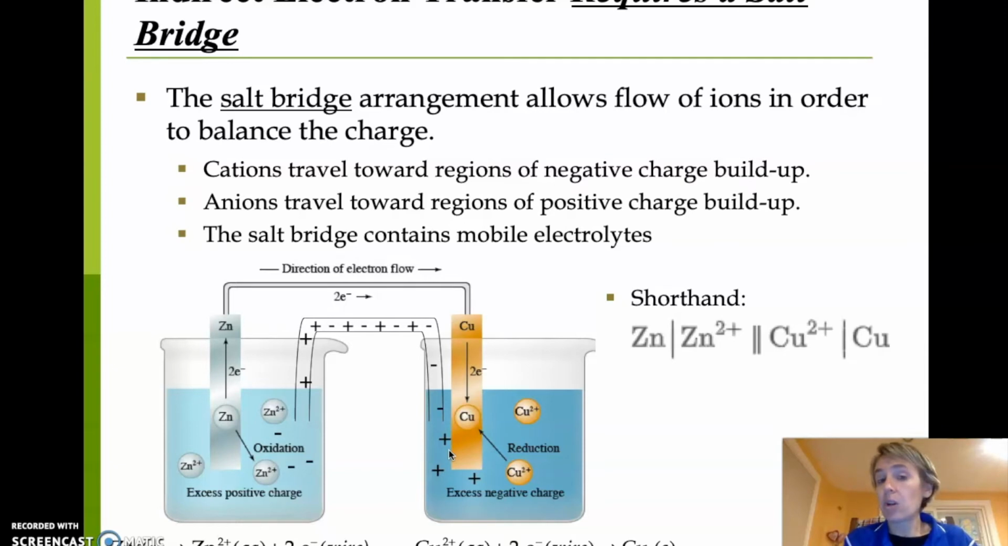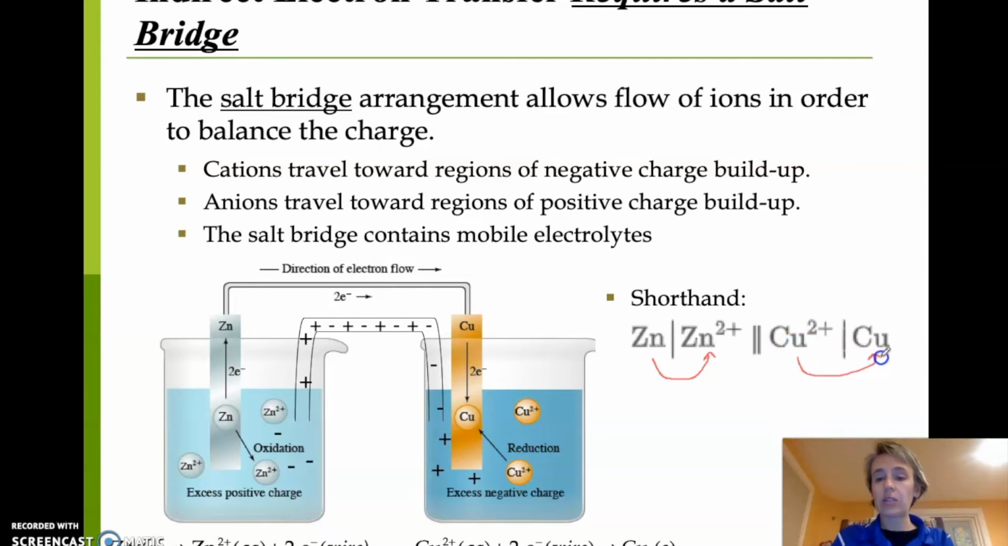Another important thing that you'll see in some of the homework problems is a shorthand notation for this whole setup. First thing to note is that the salt bridge is represented by these 2 vertical lines. And what's to the left is what's going on in the anode. And remember again, that means oxidation. So we have zinc going to zinc 2 plus as the oxidation reaction in this half cell. And then in the cathode, we have reduction happening. So copper 2 plus is going to copper metal on the right side in the cathode of this electrochemical cell.